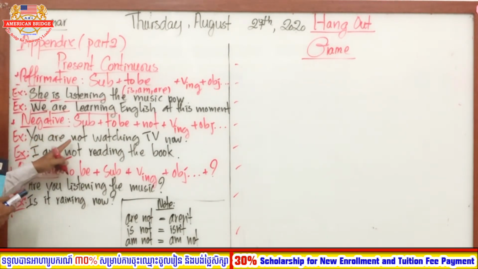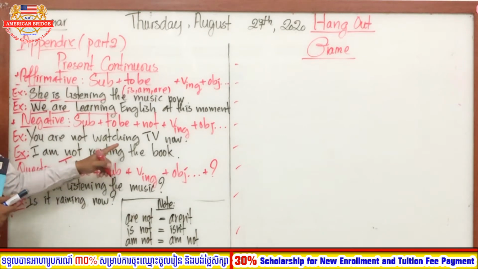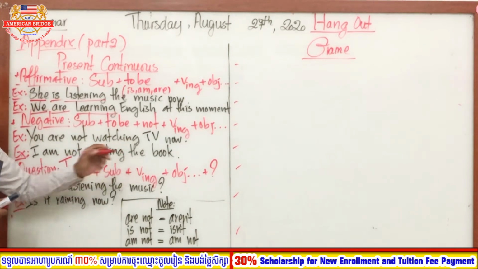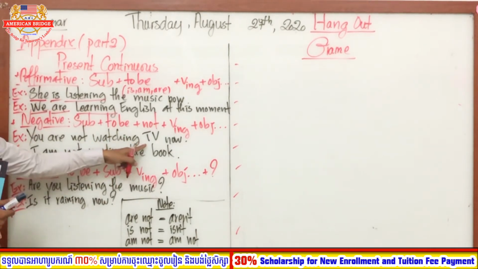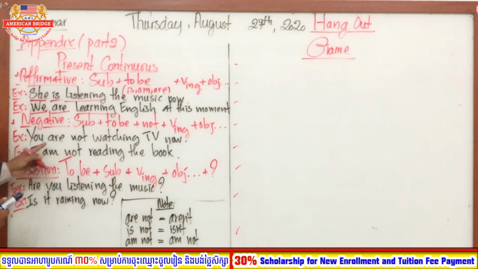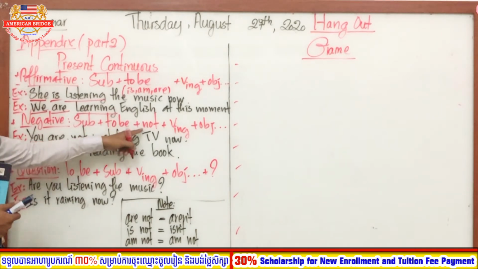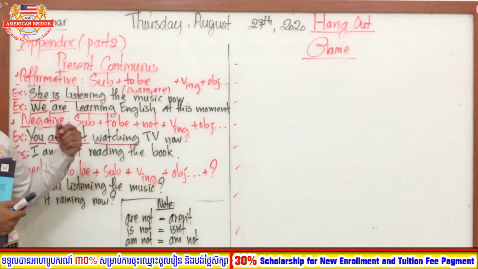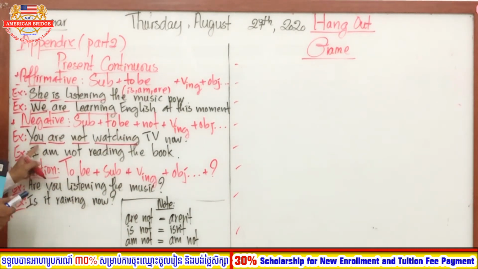You are not watching TV now. TV here stands for television. Okay, good. So the same: you is the subject, are is to be, and not is the negative form here. And then verb ing, and the rest of the sentence. Okay, very good. So now let's move on to the last example.